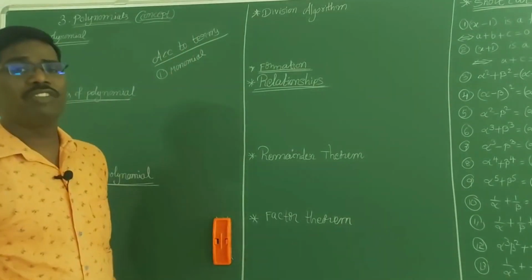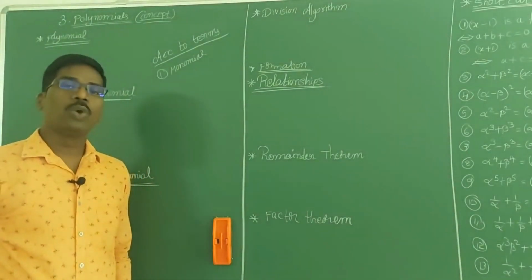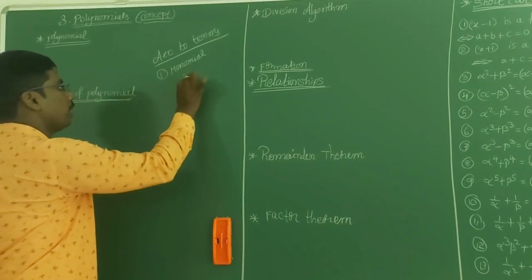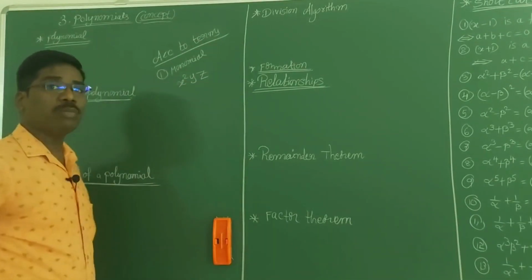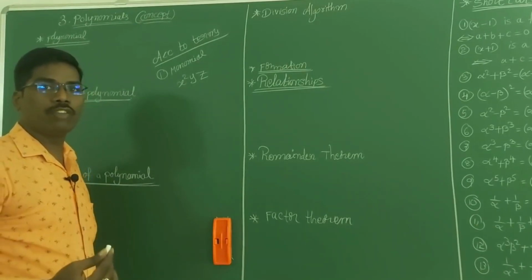A polynomial in which only one term is there, that is called monomial. For example, x square y z. This is a monomial. So now they will ask, what is the degree of the monomial?